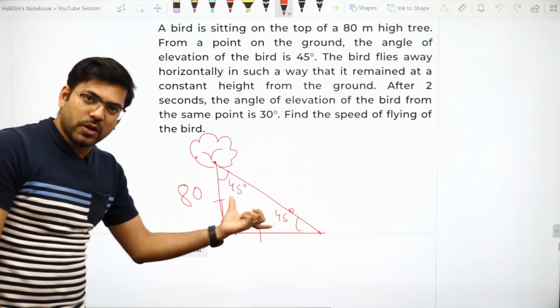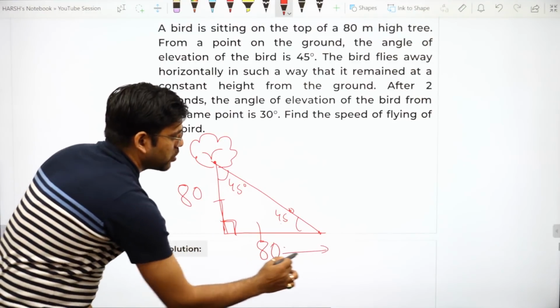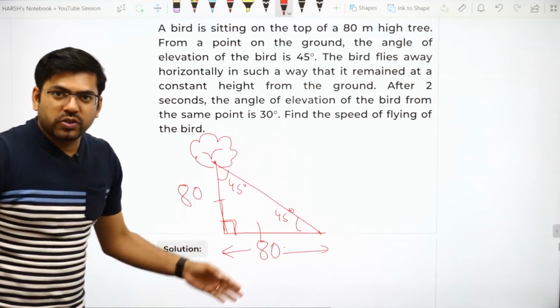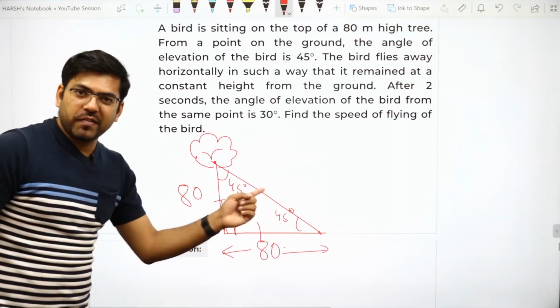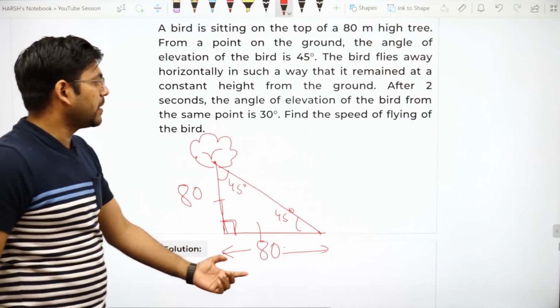So you can apply this formula also, that 45 degree, 45 degree, so this will be 80 meters. So you won't have to write 2-3 steps. You can write it directly 45 degree and 45 degree, hence isosceles triangle. That is why this is also 80 meters.